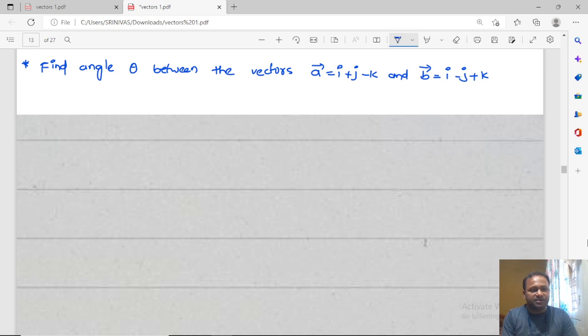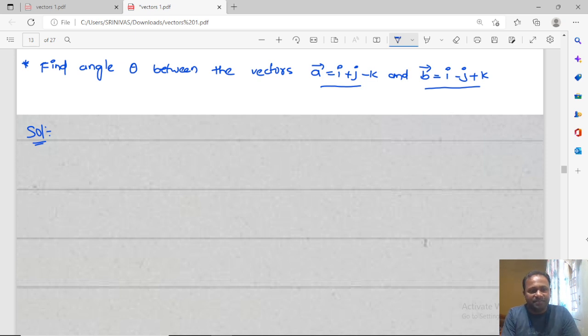This is another one. Okay. What is another one? If theta is the angle between two vectors, find the angle between two vectors. This is also the same method.